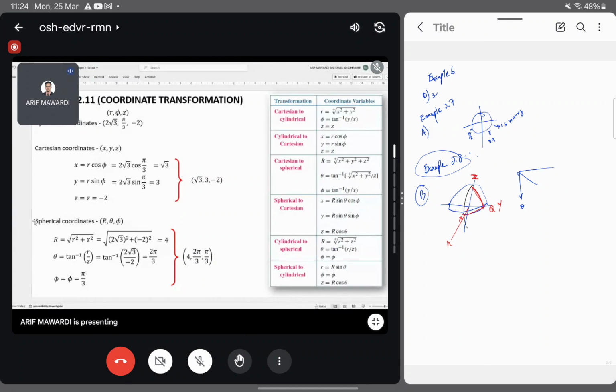And the last one, you want to convert from the cylindrical coordinate system. The coordinates of the point are given in the cylindrical coordinate system, and you want to find the coordinates of the same point in the spherical coordinate system.